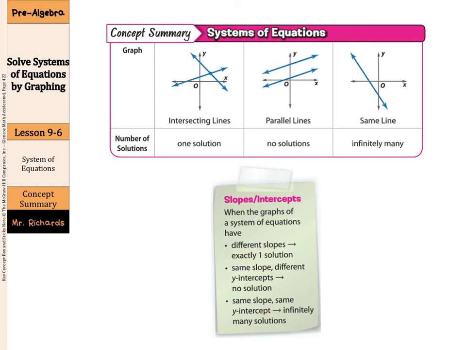Different slopes will have one solution exactly somewhere on the graph. And if we have the same slope but different y-intercepts like we do right here, there's no solution. But when we have the same slope and same y-intercept, we'll have infinitely many solutions because it'll just be the same line. And that is it for this lesson on solving systems of equations by graphing. Good luck.